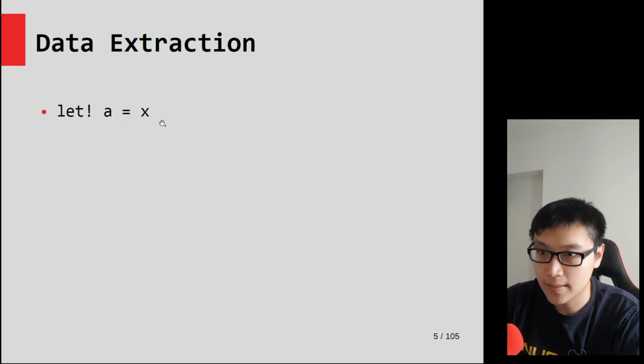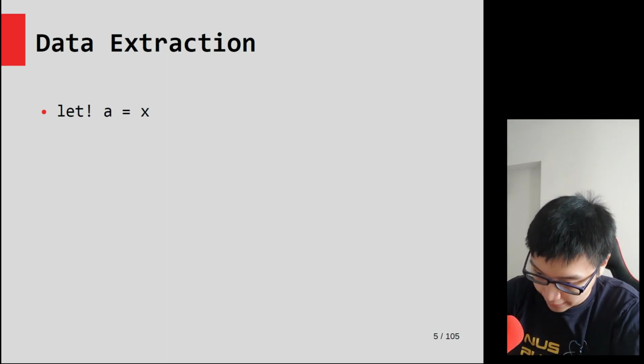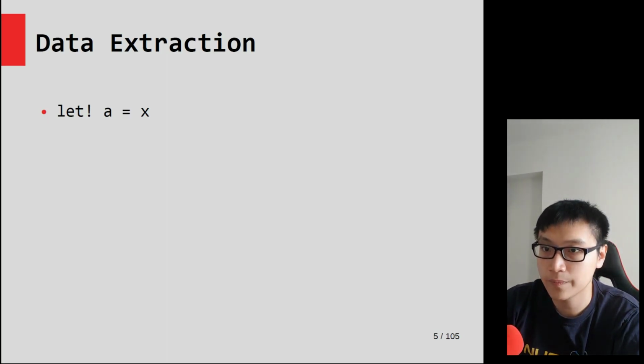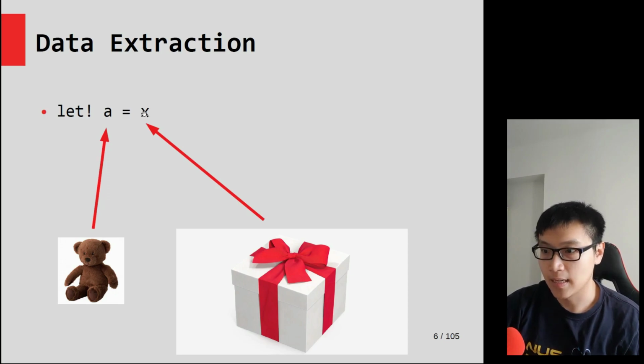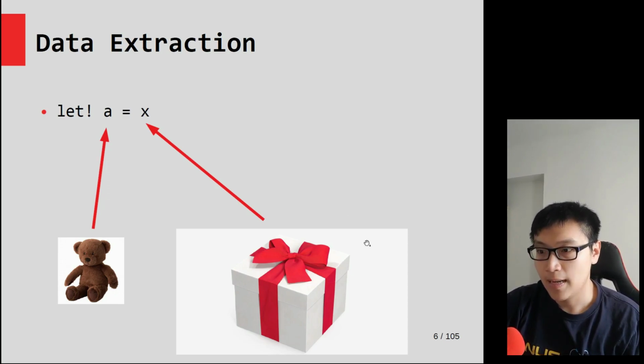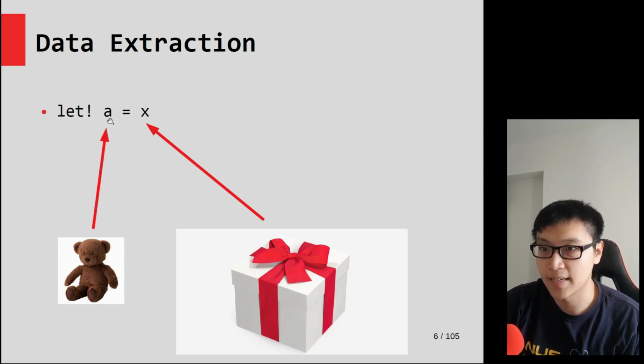So you take a look at this code: let! a = x. How should we interpret this code? We should think of this as the following. The x on the right hand side, you should think of it as a box, like a bigger box, and inside the box there's a toy, there's a content inside it. And this a, you should think of it as the content inside the box.